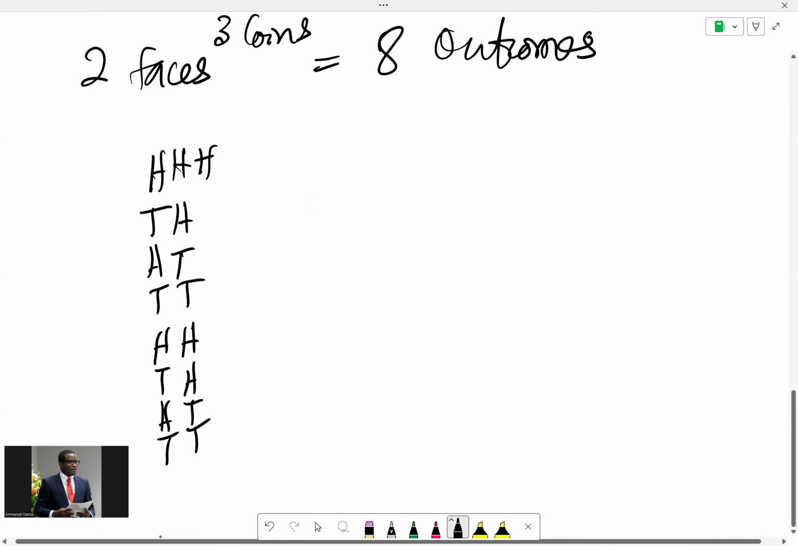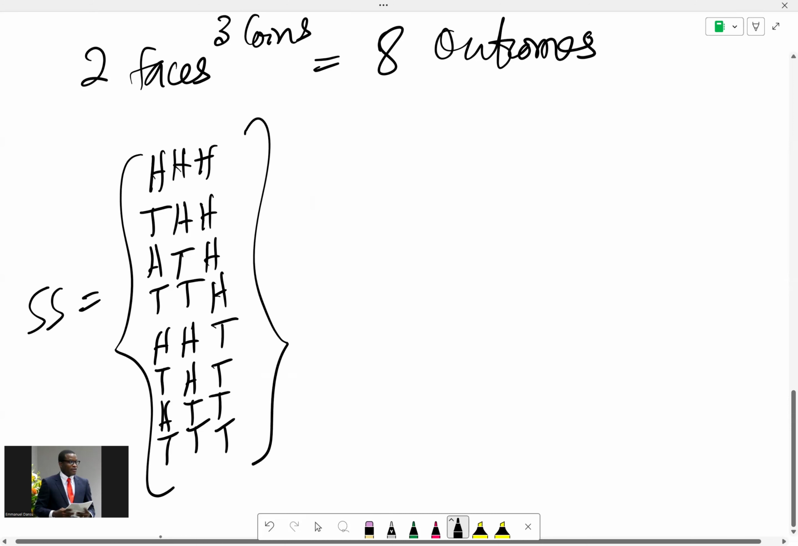Head, head, head, head, head, then tail, tail, tail, tail. So this is simply our sample space when you toss 3 coins. You can have all head, or you can have all tail and everything in between.